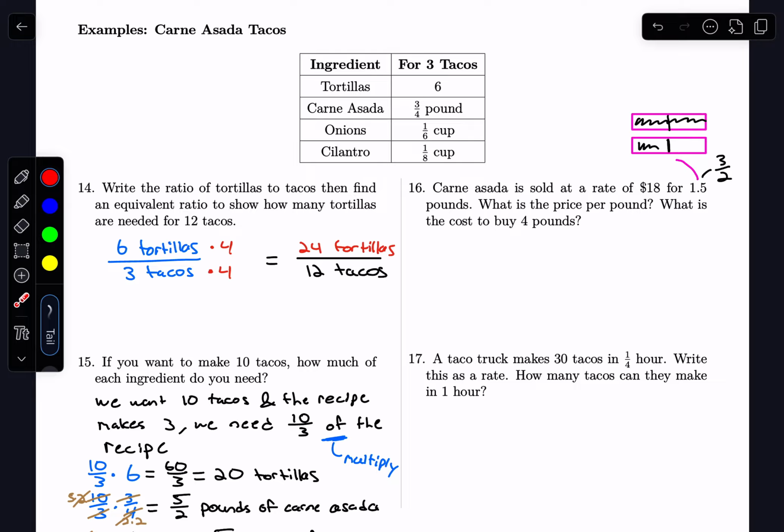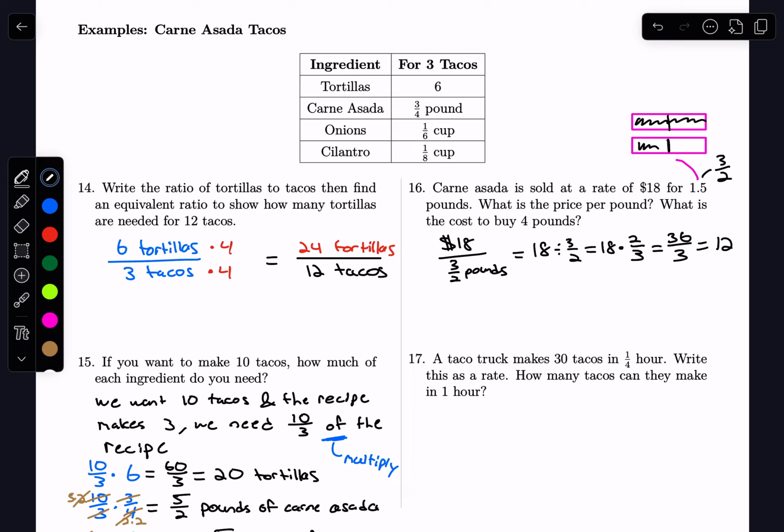All right, so now we want to actually work out if $18 gets you 1.5 pounds, we can set up this rate of $18 over 3/2 pounds. And notice now we just have division by a fraction. So we can rewrite this as 18 divided by 3/2, which is the same thing as 18 multiplied by 2/3. I multiply by the reciprocal. Then I can multiply straight across to get 36/3. And 36/3 just works out to be 12.